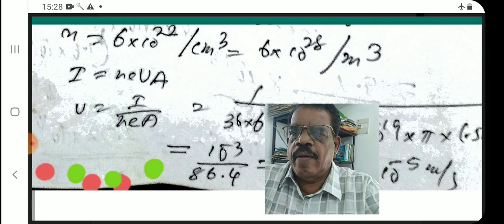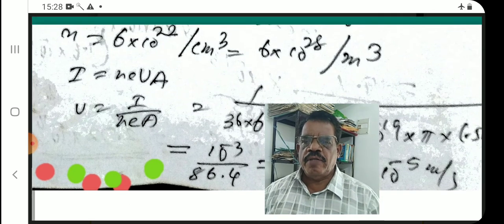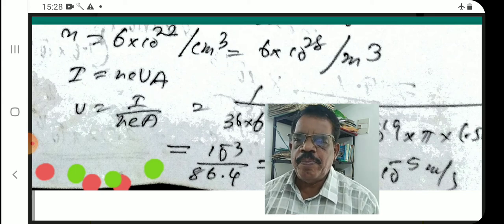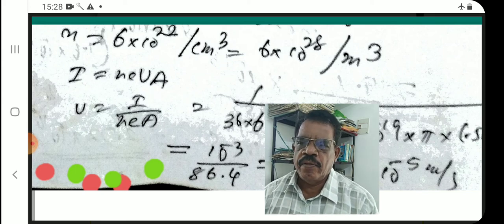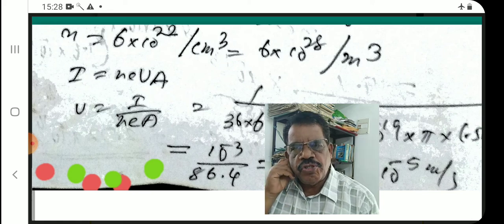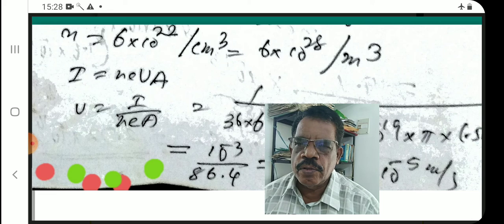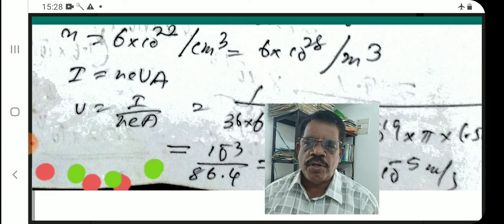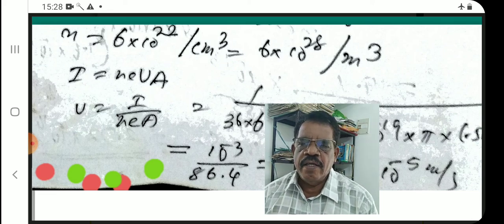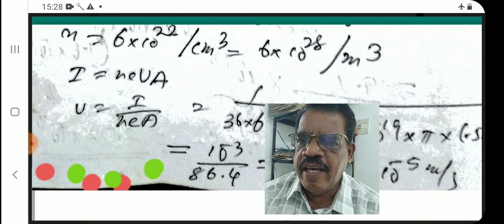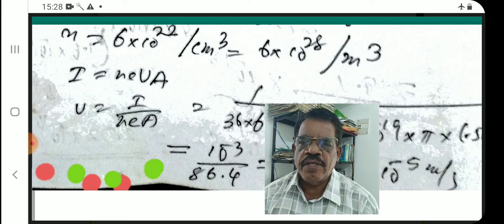N is 6 into 10 raised to 22 per centimeter cubed. And we have to convert into meter cubed by multiplying it by 10 raised to 6. 1 meter cubed is 10 raised to 6 centimeter cubed. Here it is per centimeter cubed. So to convert centimeter cubed to meter cubed, we have to divide it by 10 raised to minus 6. So 10 raised to 6 plus 22 will come in the numerator. We get N is 6 into 10 raised to 28.